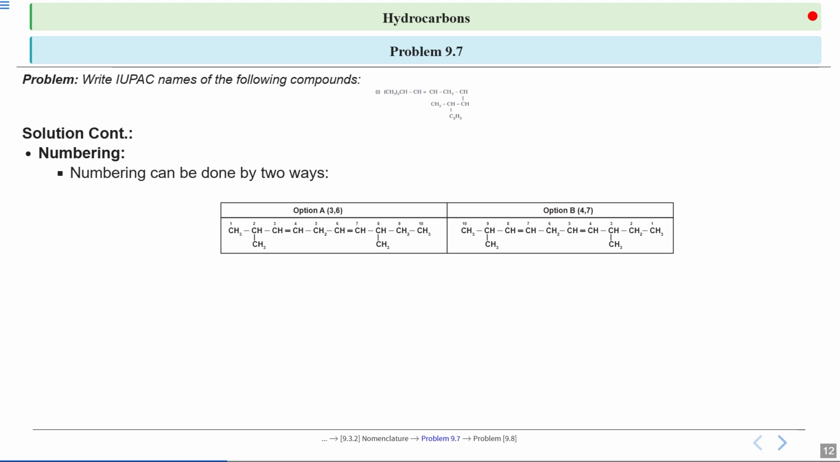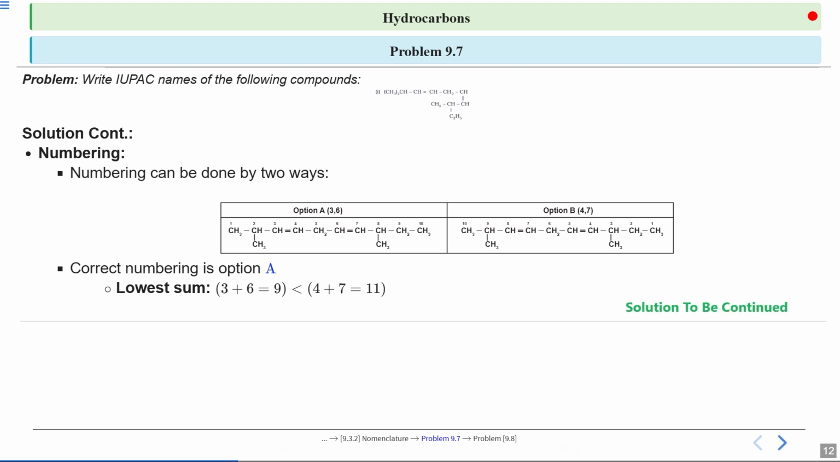Now which one is the good one or the appropriate one? For that, you have to use the lowest sum rule. So according to this rule, we can say clearly that the lowest sum is coming from option number A, which is 6 plus 3, 9, and it is smaller in comparison to 4 plus 7, which is 11. Therefore, according to this lowest sum rule, the correct numbering option is A.